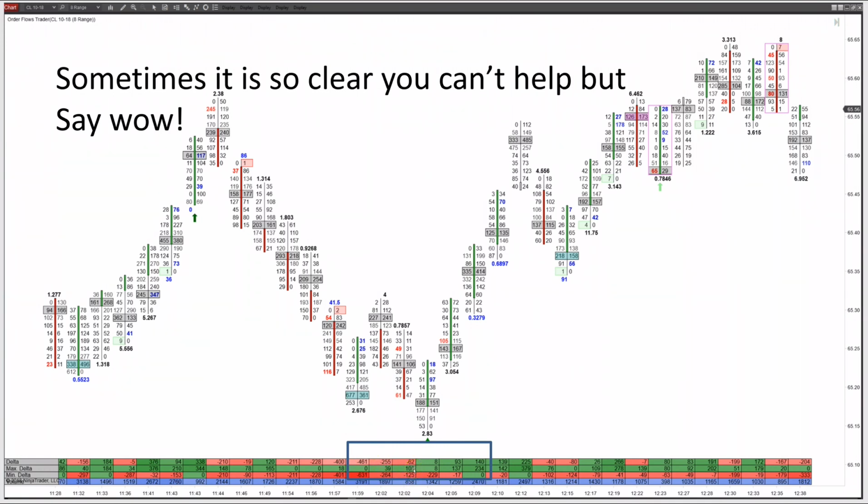Next bar, minus 62 delta. Okay, so it's telling me still negative. Market's still under pressure. Sellers are still in control. So minus 62 tells me there were 62 more sellers than buyers in that bar. And then boom, you hit the low. What do you get? Positive 8.